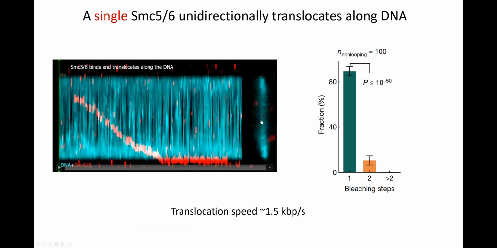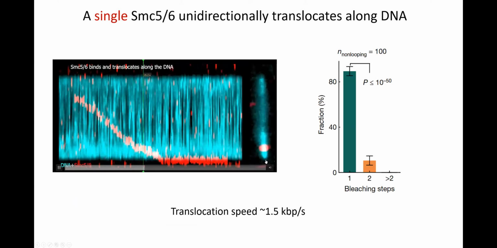What we also found was that although during the extrusion these SMC56 work as dimers, there are cases where single SMC56 are still interacting with DNA. In this case, SMC56 just lands on the DNA here. You see this red dot just moving unidirectionally along the length of the DNA.